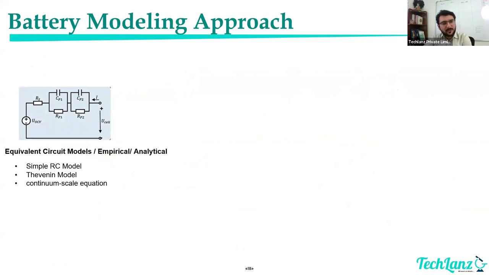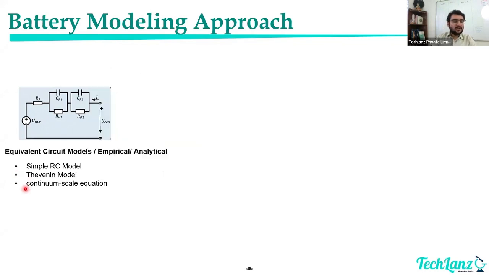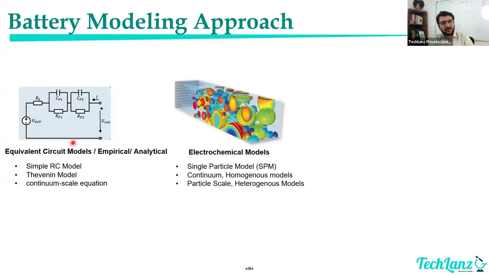Right now, what are the different battery modeling approaches? The simple and foremost one people know about is the equivalent circuit model, or empirical modeling, or analytical modeling, right? So you have simple RC model, Thevenin circuits, or quantum scale equations to model it in analytical form. Then you have electrochemical models: single particle model, continuous model, heterogeneous model, homogeneous model, particle scale model, ion scale model, which are much more for detailed electrochemistry.